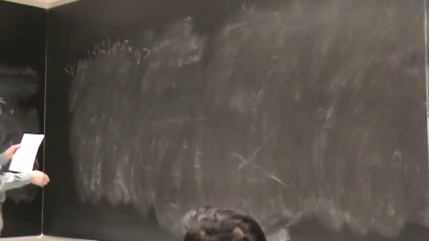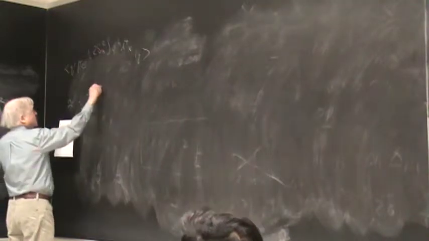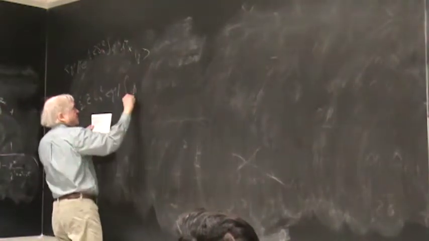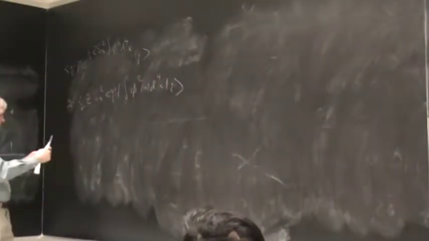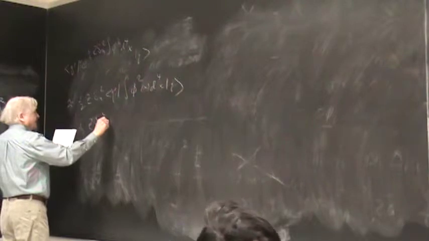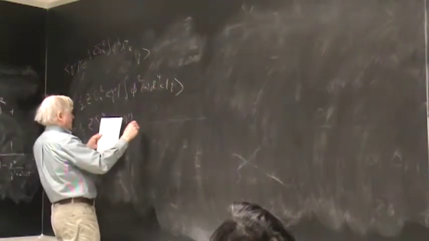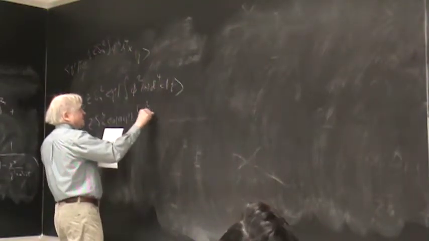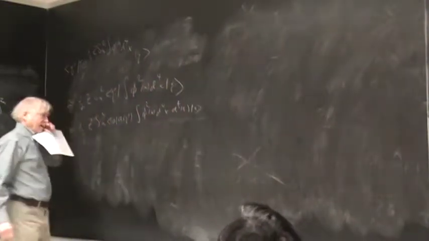All right. So if we do this, then we see to lowest order, this is i over 2 z delta m squared, integral of phi squared of x d4x, between the vacuum and the state a dagger of q, with a of q prime on the left.